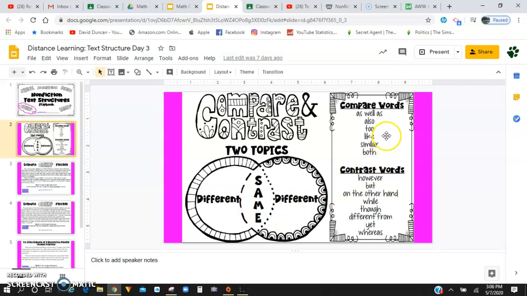So, signal words that are used for comparing are: as well as, also, too, like, similar, both. Contrasting words are: however, but, on the other hand, while, though, different from, yet, whereas. It's important to know with this text structure that the author cannot just compare, they cannot just contrast. They have to compare and they have to contrast.